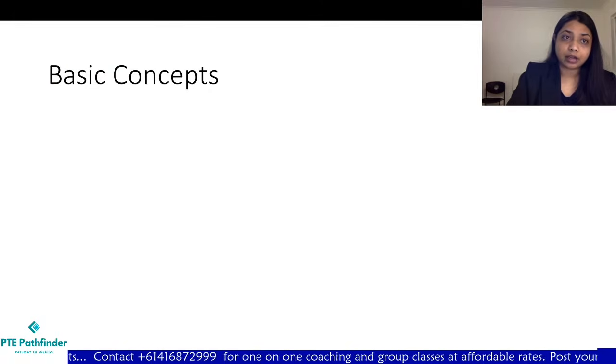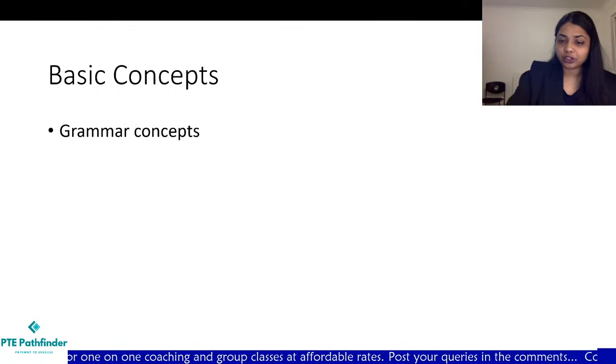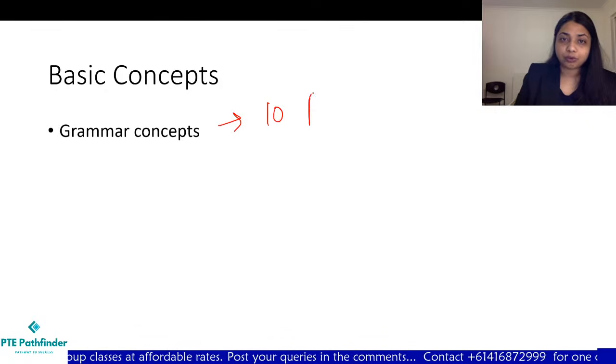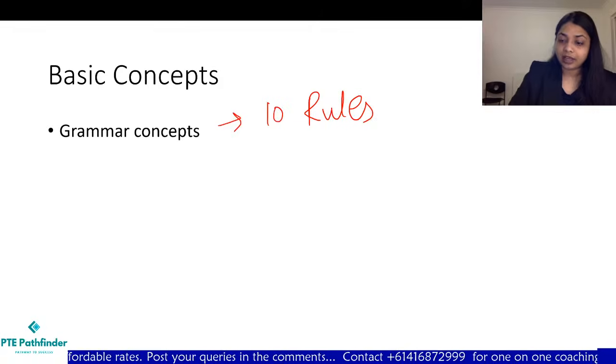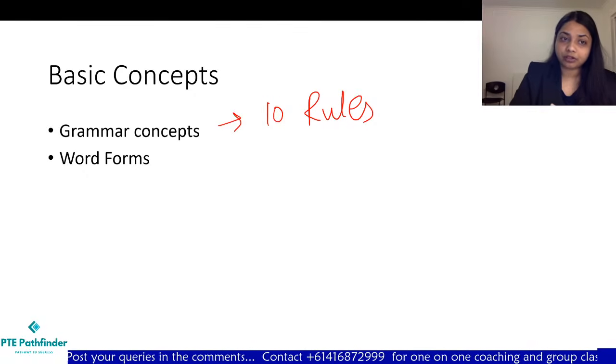And in this question, basically we have to look at some certain aspects. In today's class, we're going to look at the grammar concepts. So we're going to talk about 10 rules related to grammar. You also need to understand what are the different type of word forms as well, because word forms are going to help you in identifying that, okay, this word is a noun or this word is a verb. And we're going to talk about that as well in the video, so just be with me.